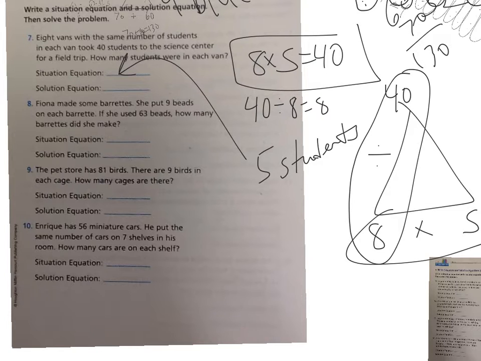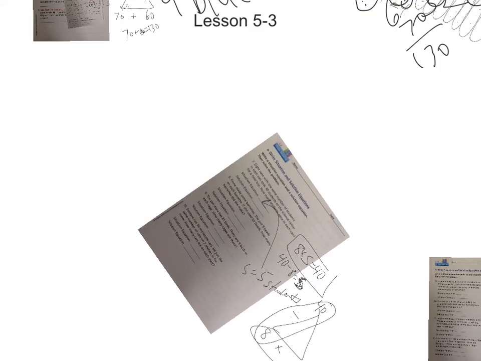So I guess your situation equation is kind of how you thought through it in your head. And then however you solve it, your solution equation goes below it. You may have different ways to do it. I just did 40 divided by 8 equals s. So s equals 5 students. All right. So the next ones are very similar.